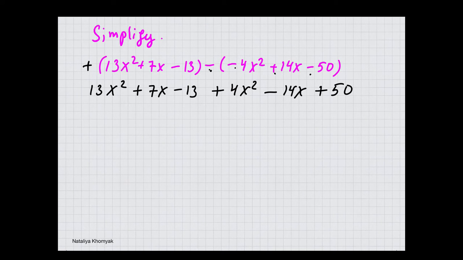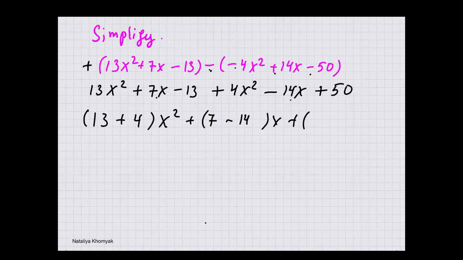Now we just need to combine like terms. So we have 13 plus 4 of x to the second plus 7 minus 14 of x plus negative 13 plus 50. Same sign, we have sum of 17x to the second. Different signs, we look for difference.